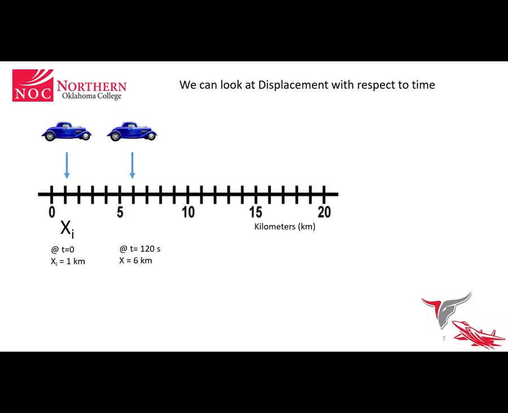And we can see that at time 120 seconds, we're now at 6 kilometers. And at time 240 seconds, we're now at 11 kilometers. And at time 360 seconds, we're at 16 kilometers. I think you can start to see that we're going to get a concept of a change in position with respect to time, kilometers per second in this case. You are familiar with that.